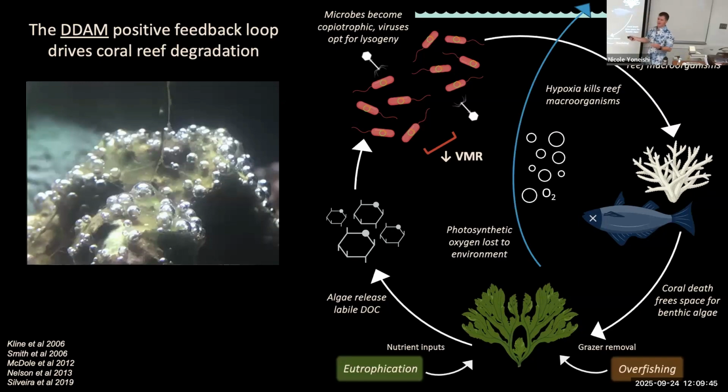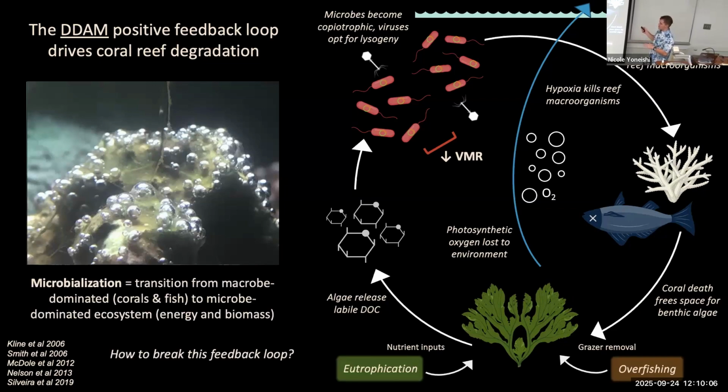So algae can lose about 25 to 28% of their oxygen production to the environment because of this. And what ends up happening is the combination of this increased microbial respiration and this loss of oxygen through algae bubbling leads to hypoxia that continues to kill reef macroorganisms. So this is a pretty fierce cycle, right? And we call this whole process microbialization, which is this slow transition from a macro-dominated ecosystem to a micro-dominated ecosystem. And one of our main questions and one of the main focuses of my PhD was trying to figure out how we break this feedback loop and try and enhance reef function.